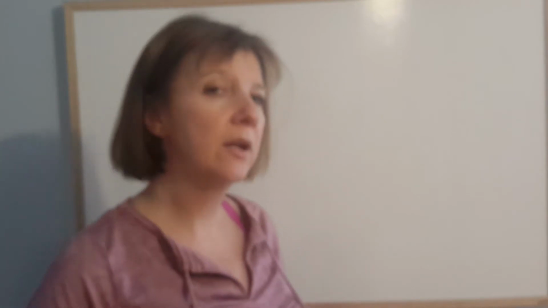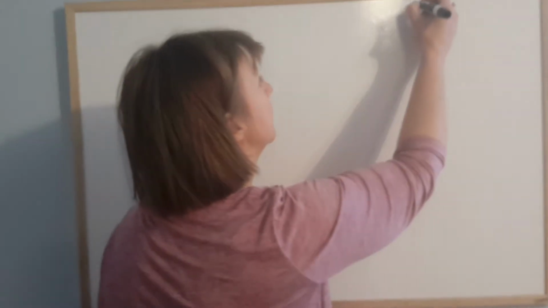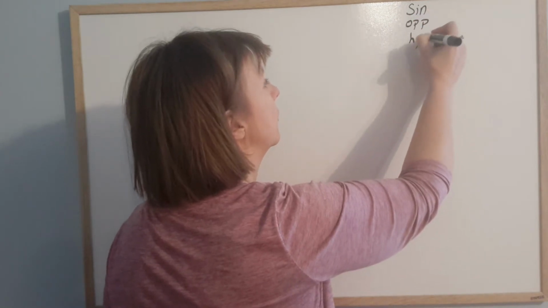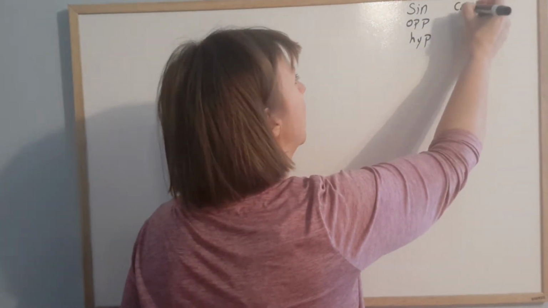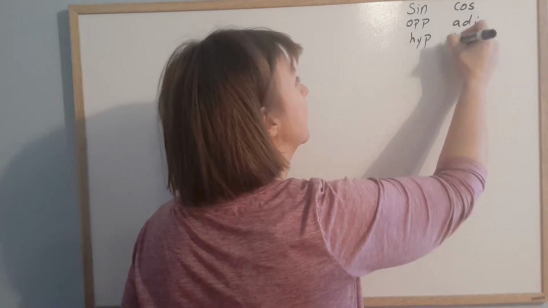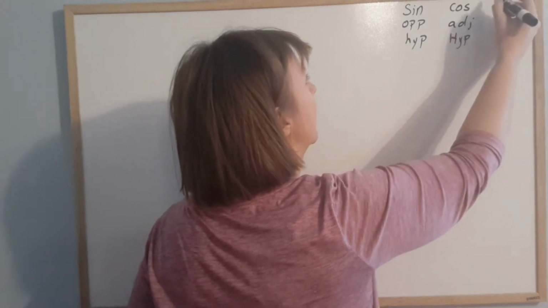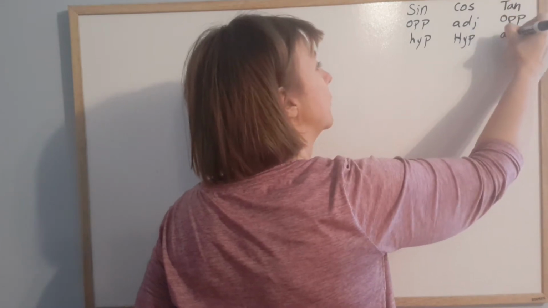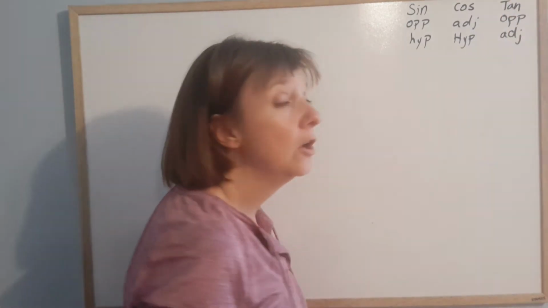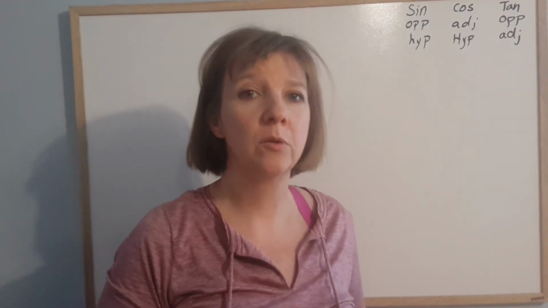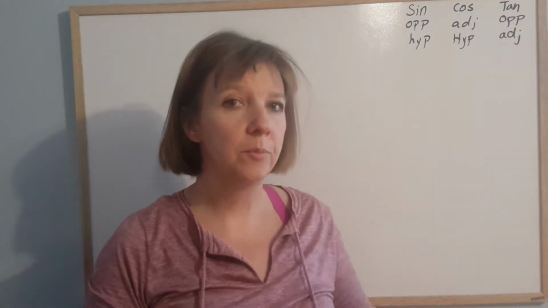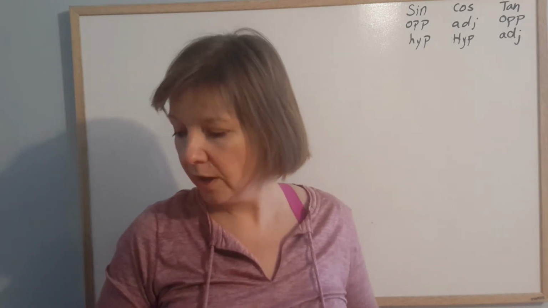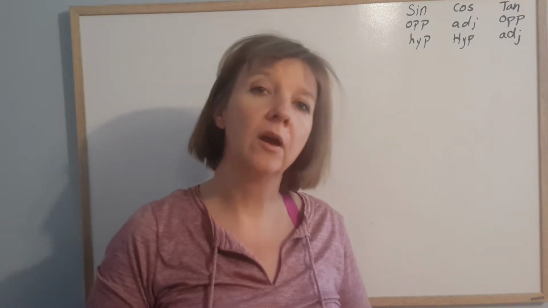So you really have to know that sine is opposite over hypotenuse, cos is adjacent over hypotenuse, and tan is opposite over adjacent. You really have to know those really well. If we were at school, I would be questioning you on them every day. So you really have to know those and how they work.